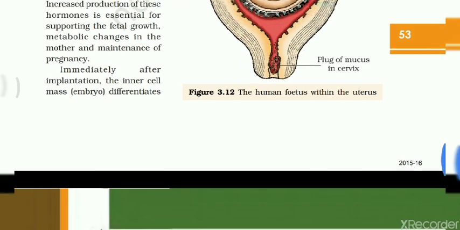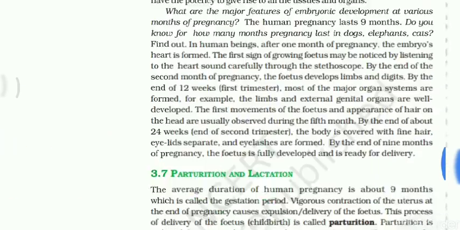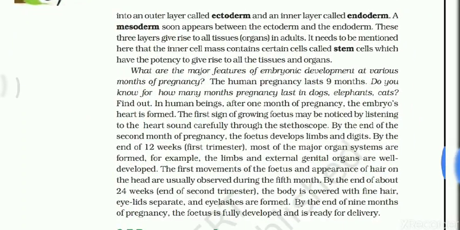So immediately after the implantation, the inner cell mass of the embryo differentiates into an outer layer called ectoderm and an inner layer called endoderm, and a mesoderm soon appears between the ectoderm and endoderm. So we discussed there are two types of cells: the inside cells, that is the inner cell mass, and the peripheral trophoblast. Trophoblast are part of the extraembryonic membrane and the inner cell mass are part of the embryonic membranes.